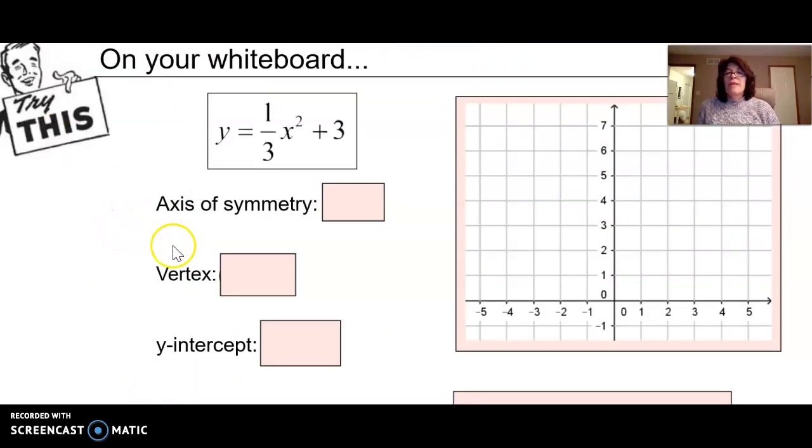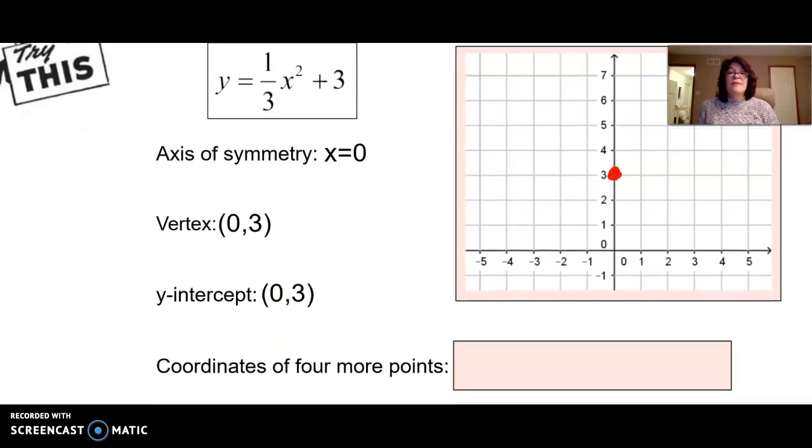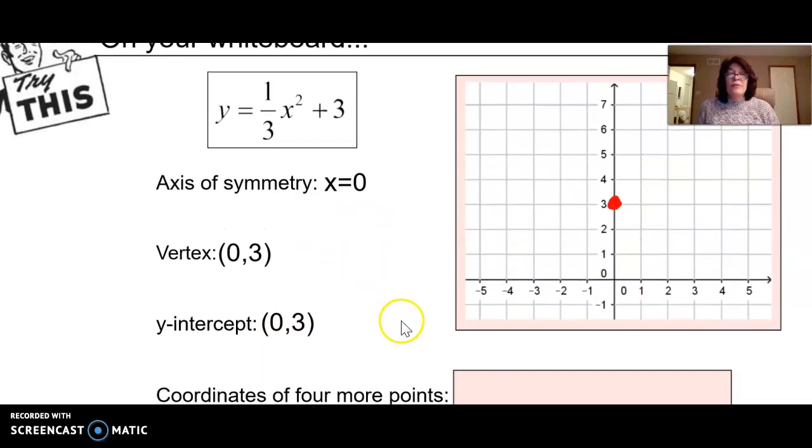Okay. So let's try this one. The axis of symmetry, again, is going to be x equals 0 because B is 0. The vertex is 0, 3. My y-intercept is also 0, 3. That's what happens when B is 0. And now to find the rest of the points, it's a little tough because we have this 1/3, right? But I'm going to go 1/3 of the way down and over 1. 1/3 of the way down and over 1.